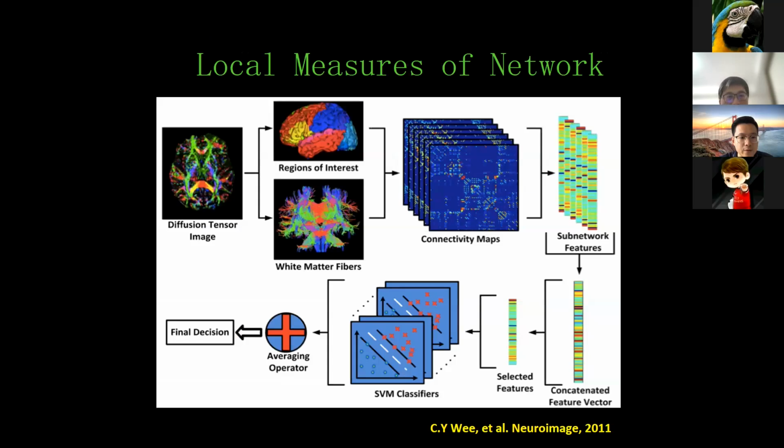In the early studies, the mostly used methods were from the graph theory domain. For example, this work uses local measures of the network. We first construct the brain connectivity graphs, and then for each node of the graph, we compute its local clustering coefficient and use it as features, and then we perform the classification using SVM. So this flowchart is very simple.